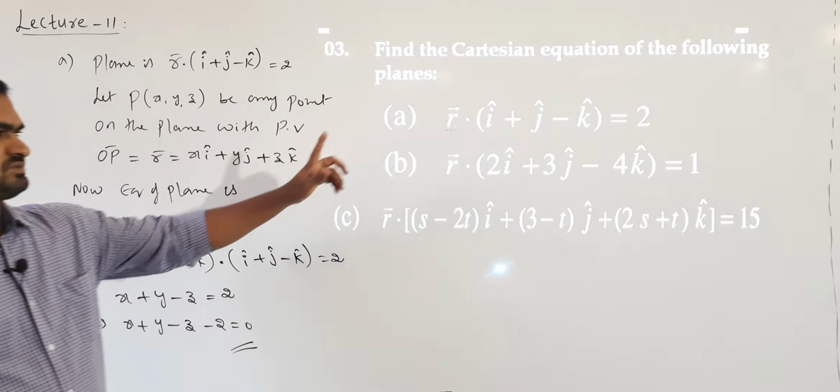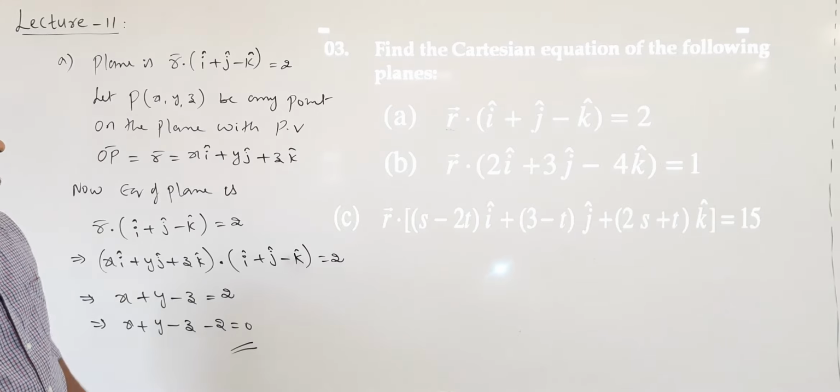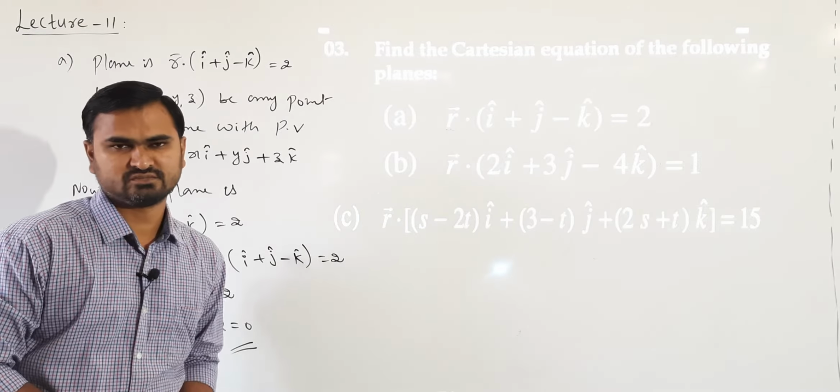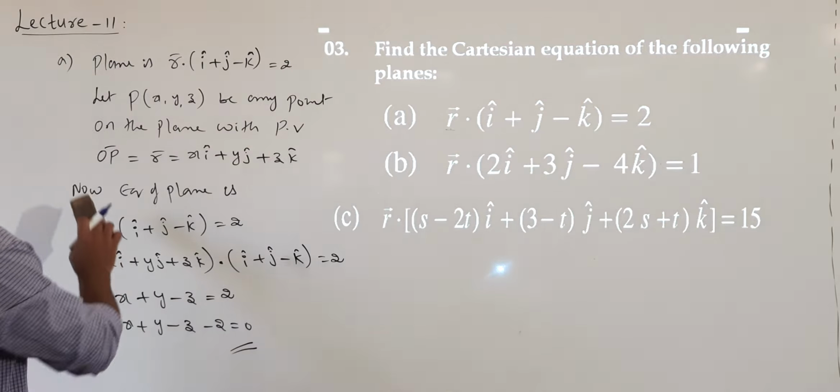Understand? So just substitute r bar as the position vector of the variable point, r bar equal to xi plus yj plus zk. Understand? So similarly you can solve the remaining. See the third part.